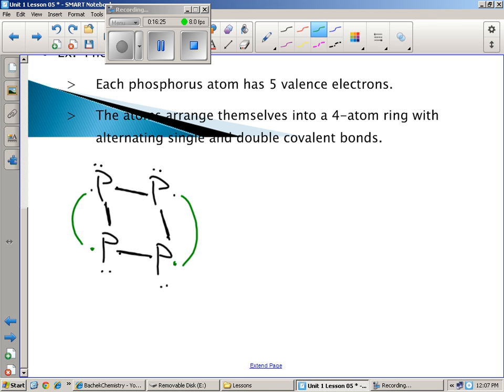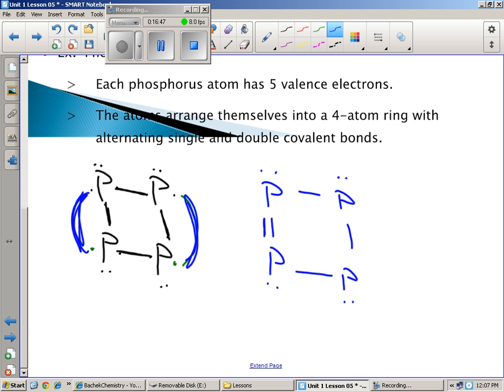Okay? So we're going to hook those two up, the ones I did in green there anyway. We're going to hook those up. Once again here, let me just fill this part in. Okay, so we had this before. We're going to hook up these two here. So that's going to be a double bond there. And we're going to hook up these two here, and that's going to be a double bond there. So in fact, as it says here, phosphorus has alternating single and double bonds.